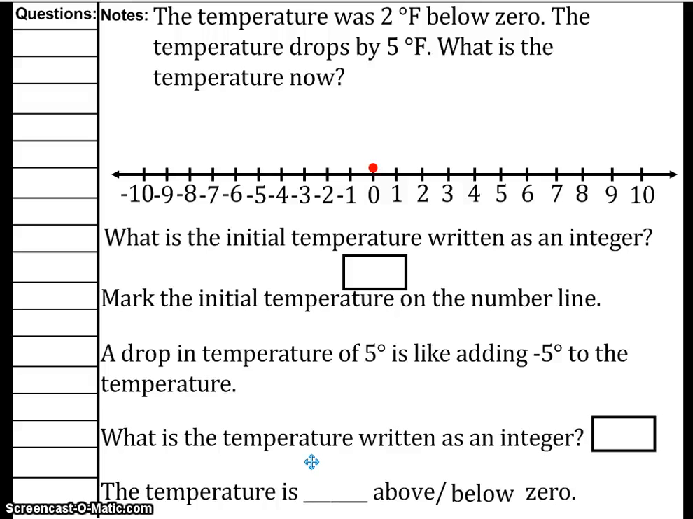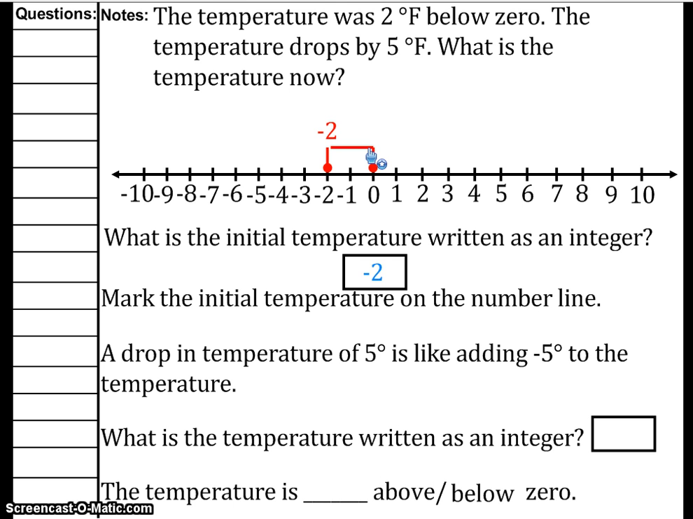So what's the initial temperature in our word problem? The first line says the temperature was 2 degrees Fahrenheit below zero. So the integer that represents 2 degrees Fahrenheit below zero is a negative 2. So we're going to mark that on our number line. You want to start at 0, and then we're going to go negative 2 units to the left.